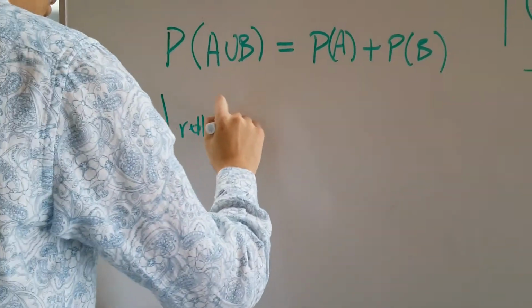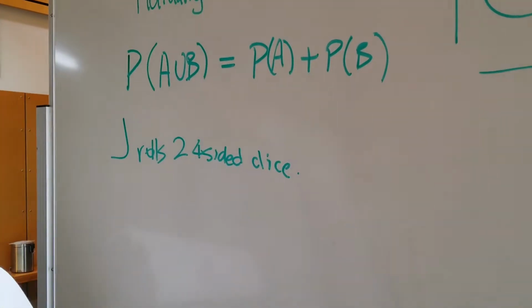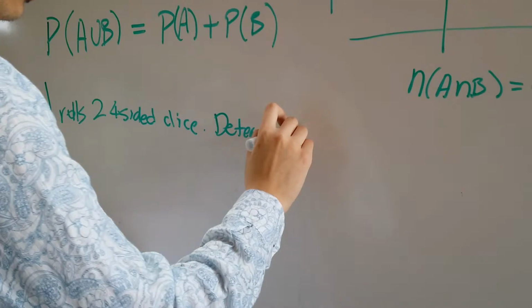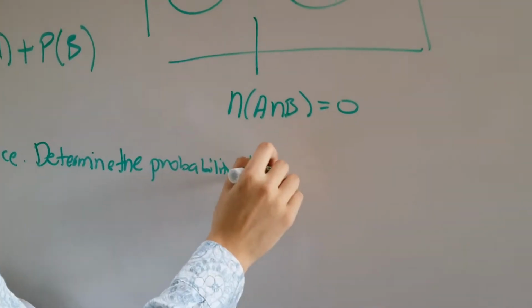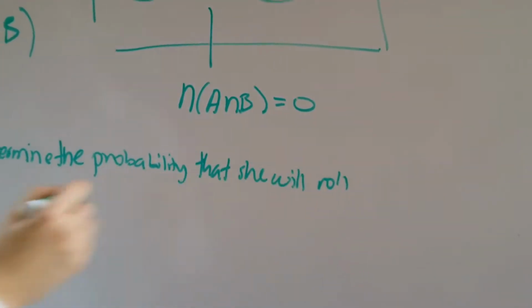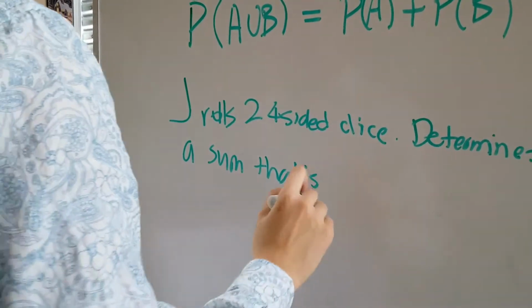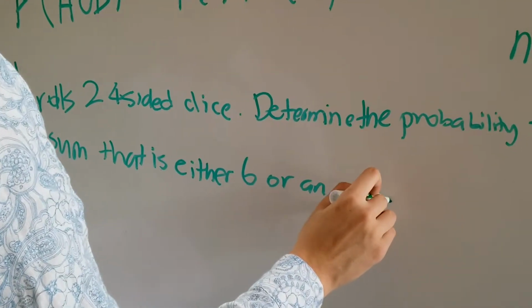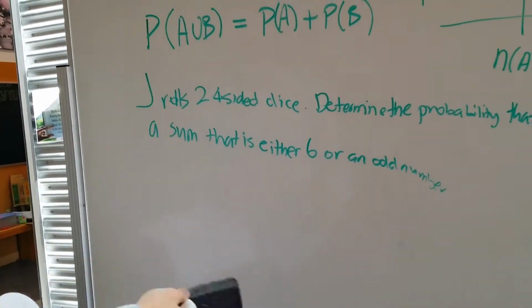So if Jennifer rolls 2 4-sided dice, determine the probability that she will roll a sum that is either 6 or an odd number. Okay? So this is the question, right?